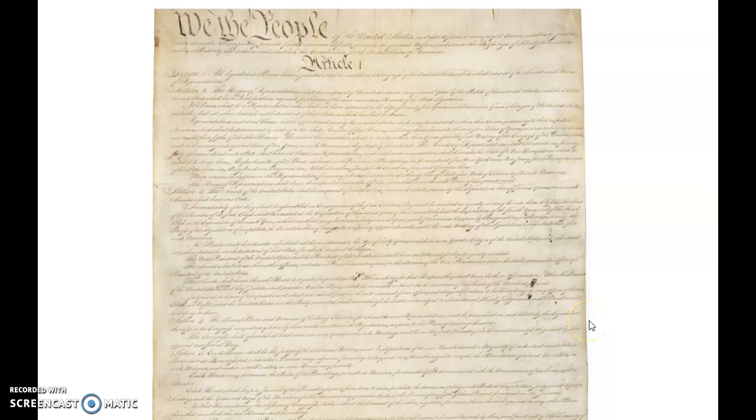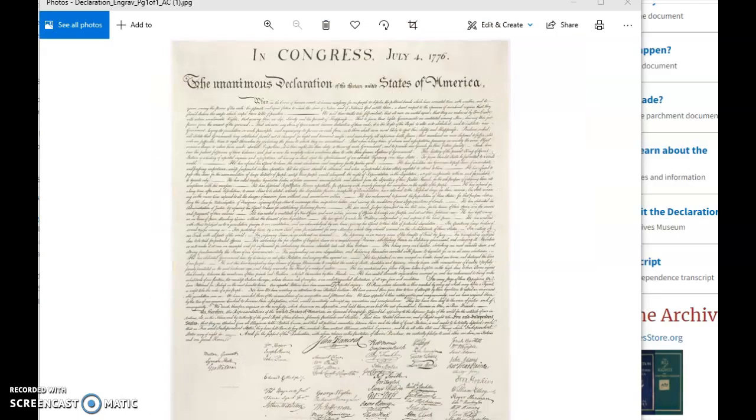Hi everyone. This week we're going to be talking about the Constitution. But as an historical backdrop, we're also going to talk about the Declaration of Independence. Please know the difference between the two documents.